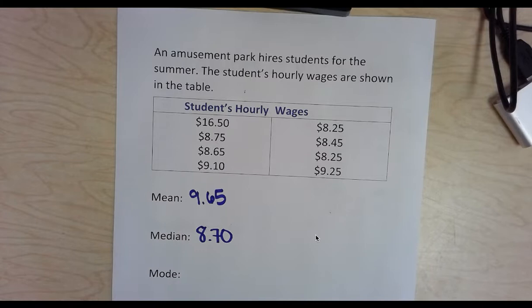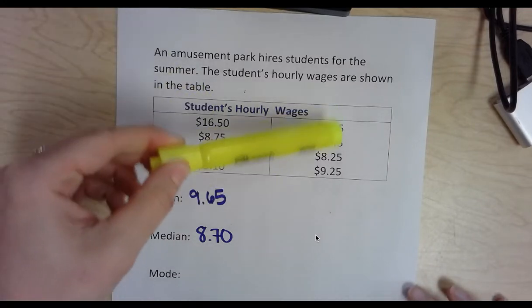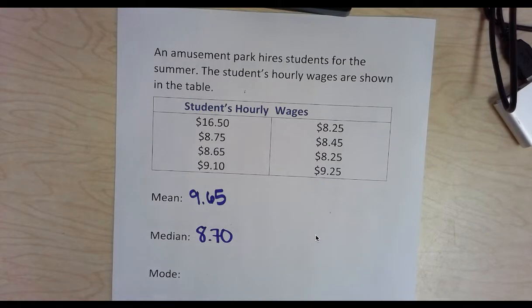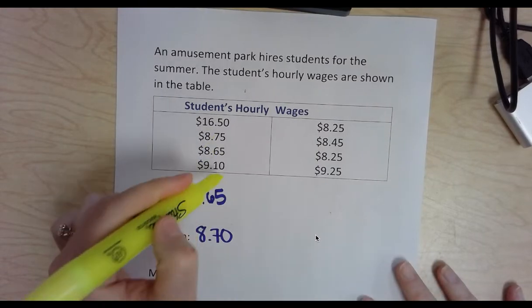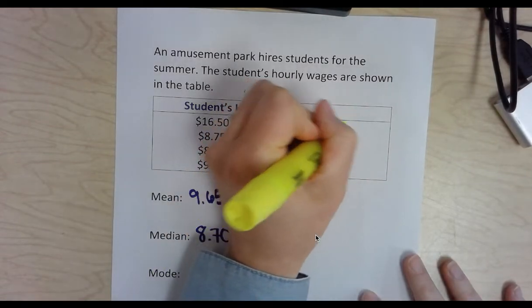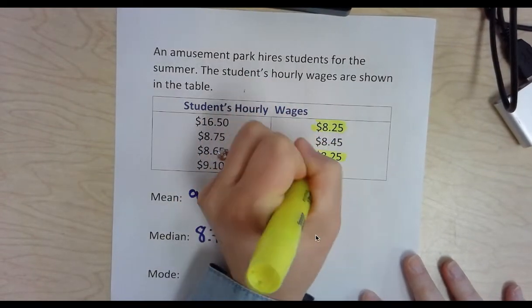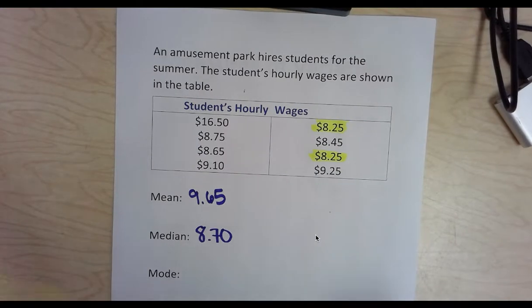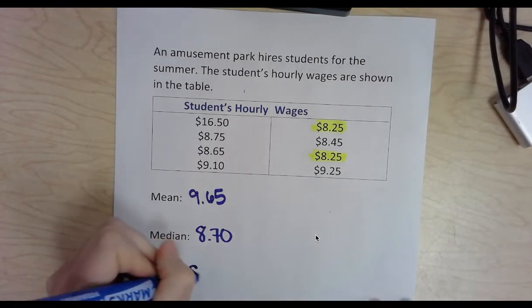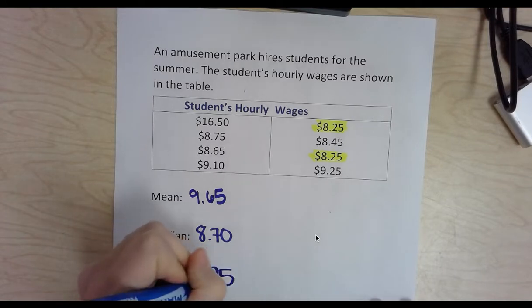The mode we can find pretty easily by just looking to see if there are any most repeated data values in our data set. By just looking through this, I see that there is an $8.25 and another $8.25. That's the only repeated number in my data set. So my mode is $8.25.